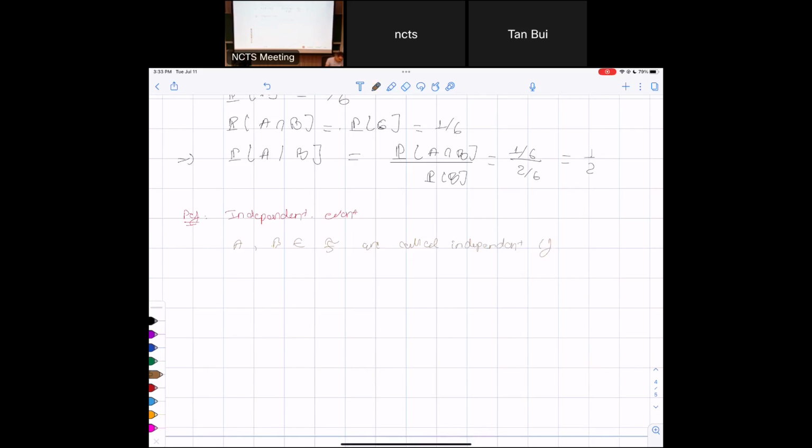If the probability of A intersect with B is equal to P(A) multiplied by P(B), then they are independent. Okay, this is the definition of independence.